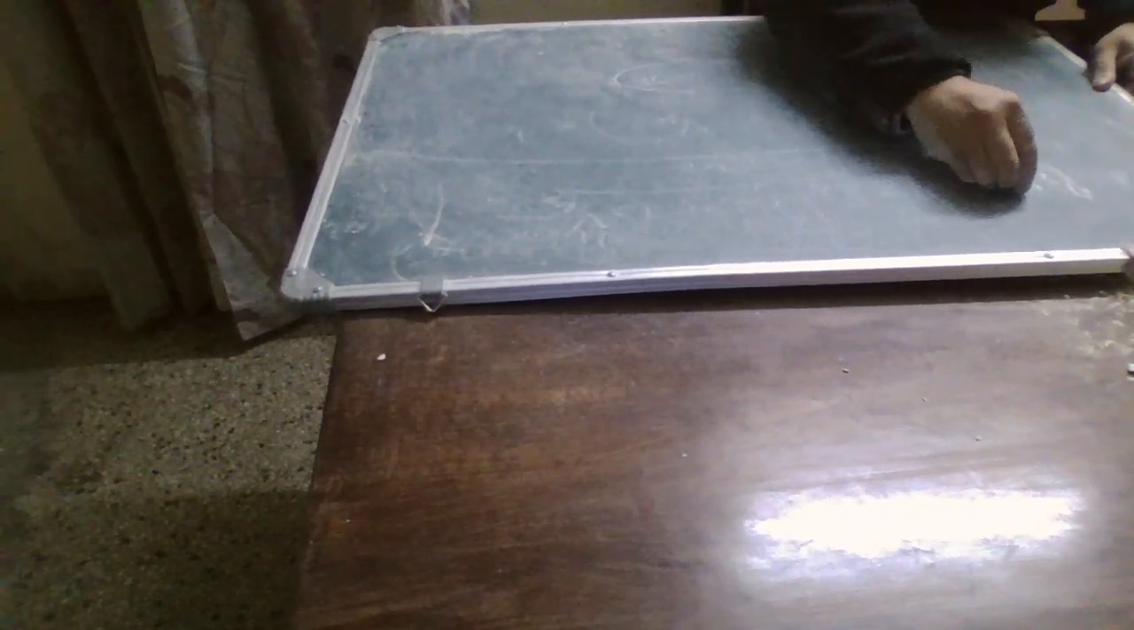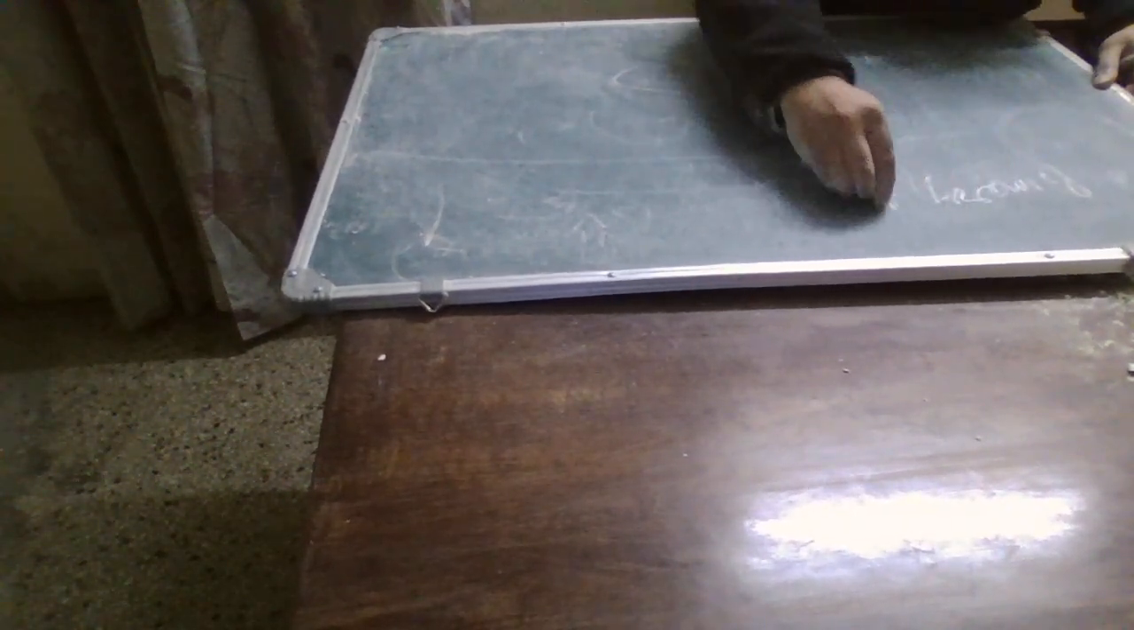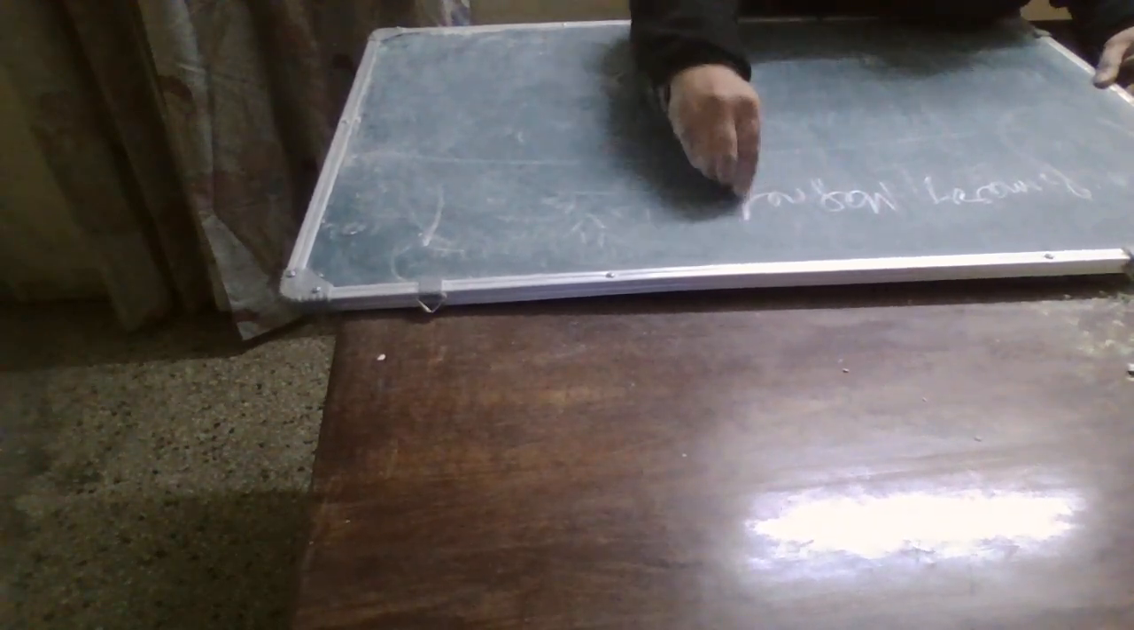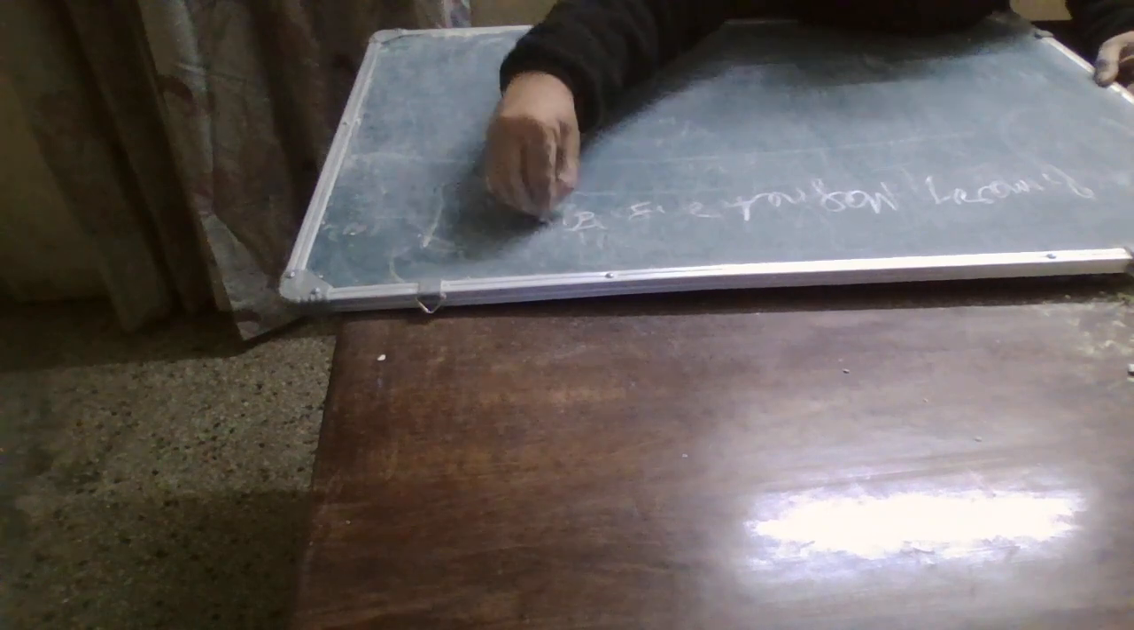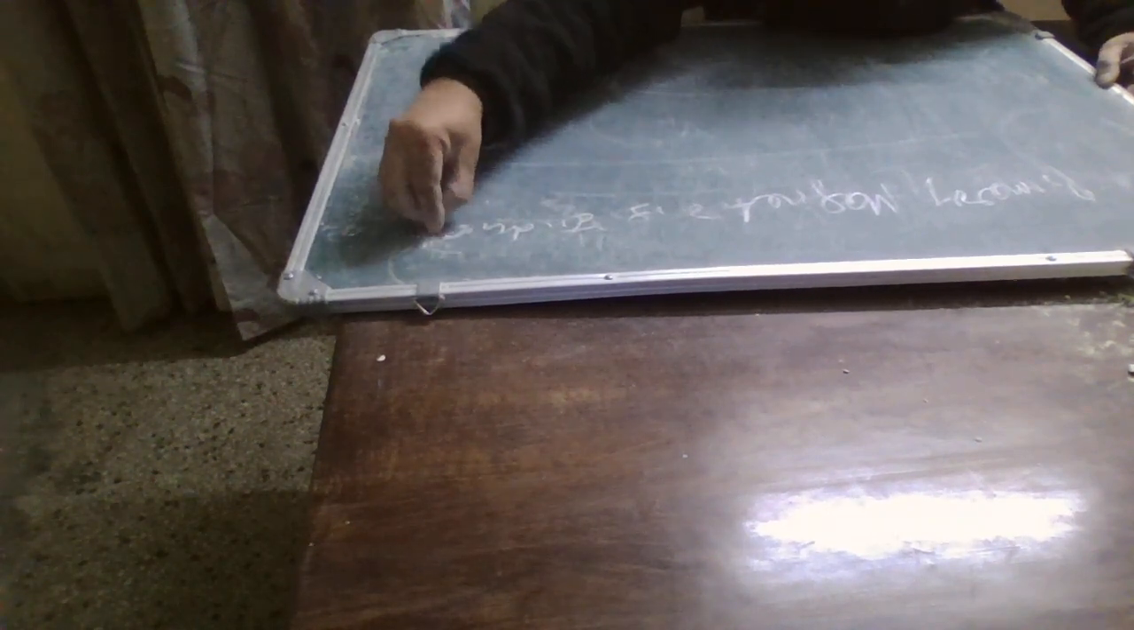So let's take the primary winding inductance. So primary magnetizing inductance, you can denote it by, let's say, LM.